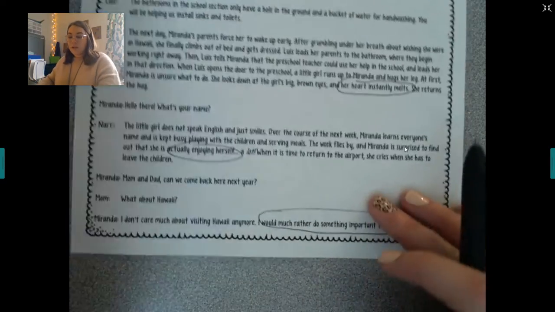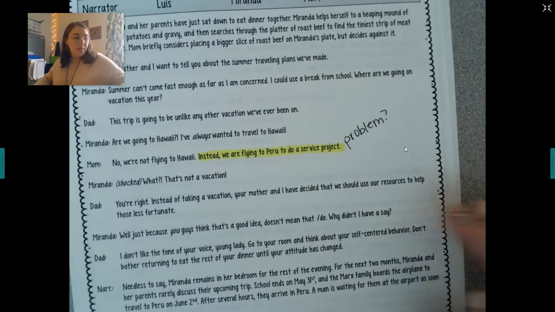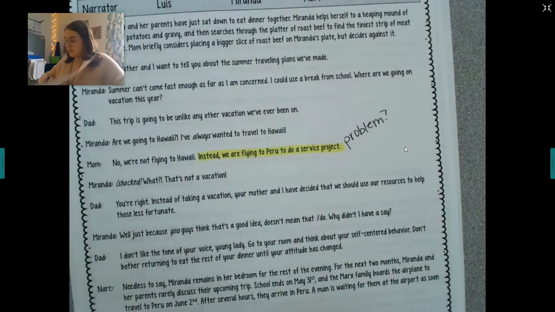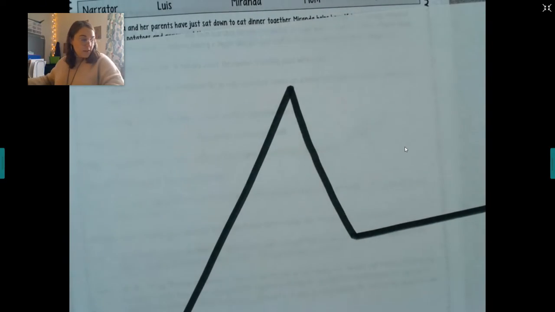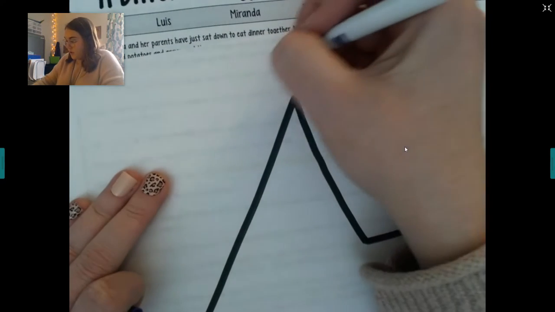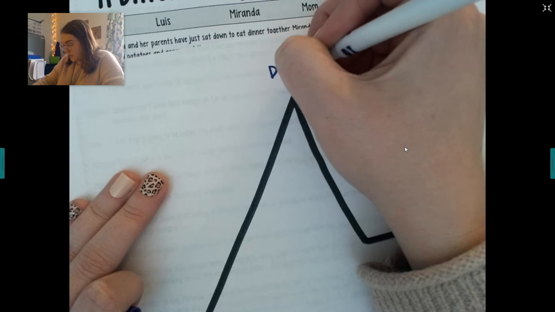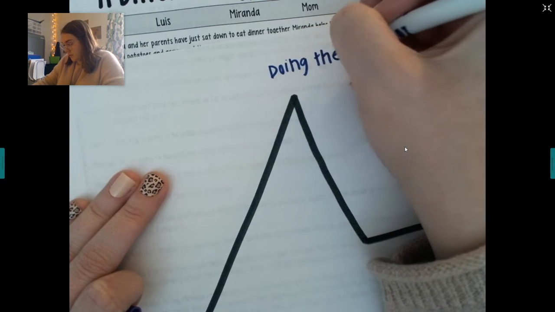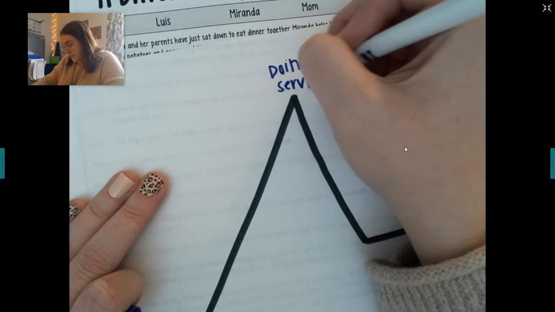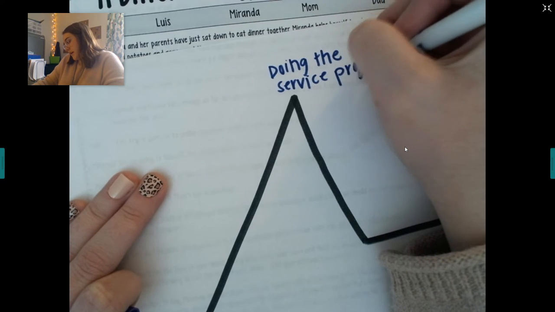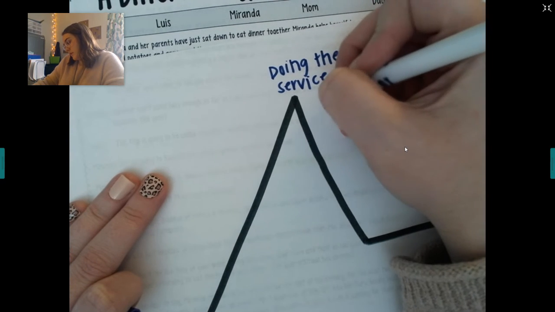Okay, so I think we figured out the problem. The biggest problem in the story, at least for Miranda, was doing the service project in Peru. So I'm going to put that as our climax. So doing the service project in Peru.